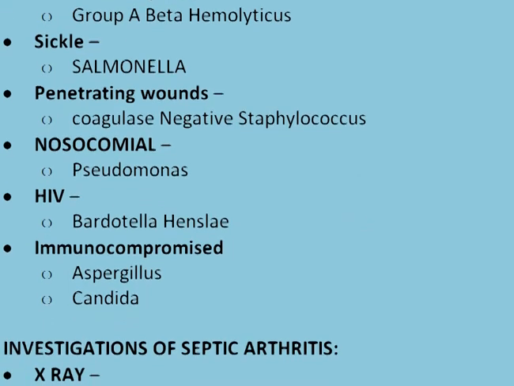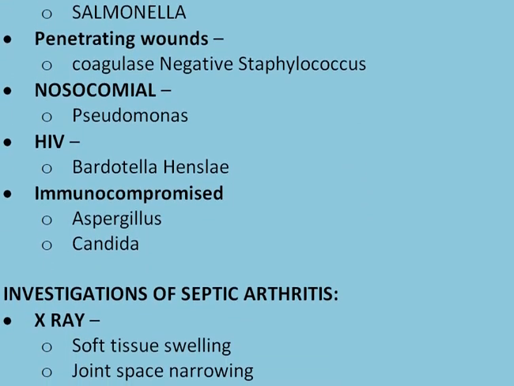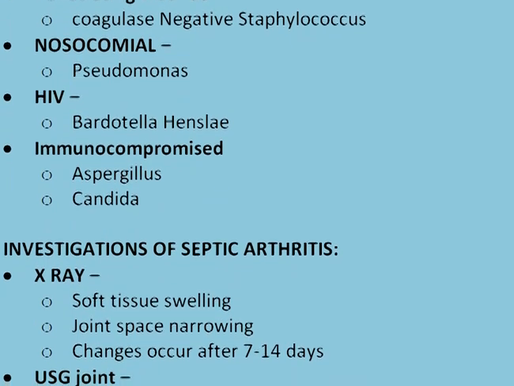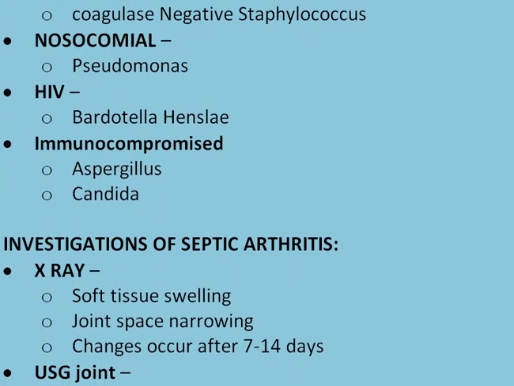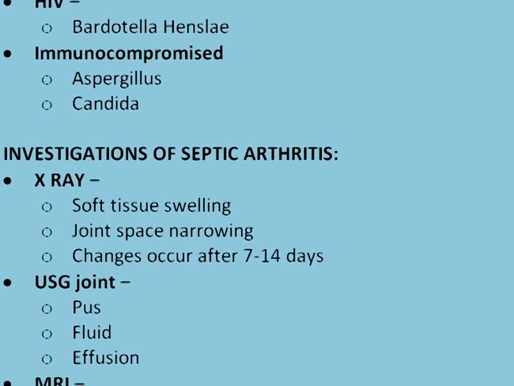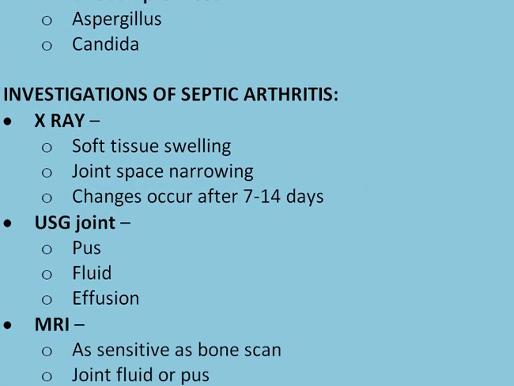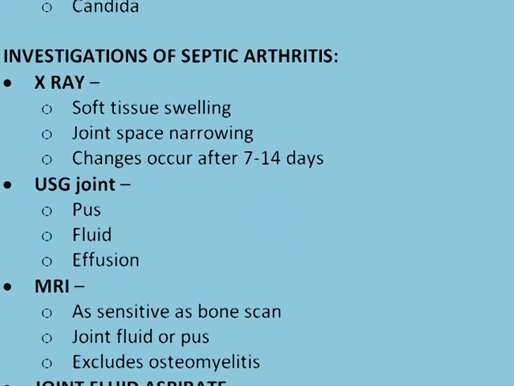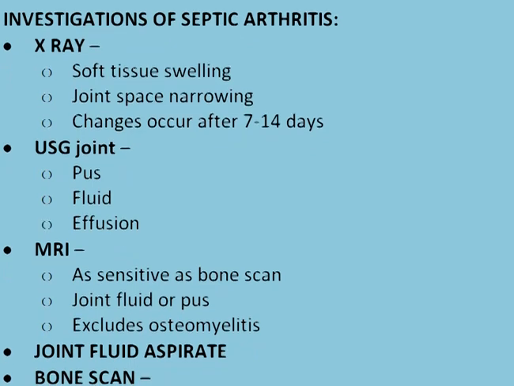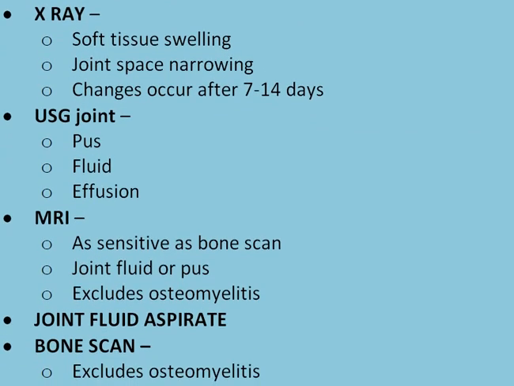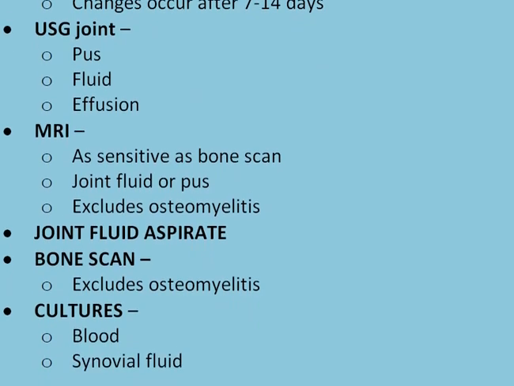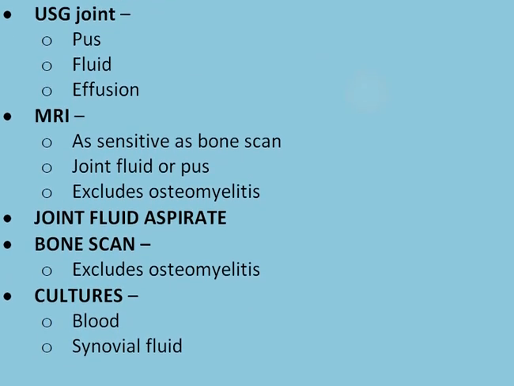So what are the investigations of septic arthritis? X-ray will tell you about the soft tissue swelling, the joint space will be narrow; the changes occur after 7 to 14 days. Ultrasound will tell us about the pus, fluid and effusion. MRI is as sensitive as bone scan for joint fluid or pus and excludes osteomyelitis. You do the joint fluid aspirate for culture and sensitivity. Bone scan excludes osteomyelitis. Cultures of the blood and synovial fluid.